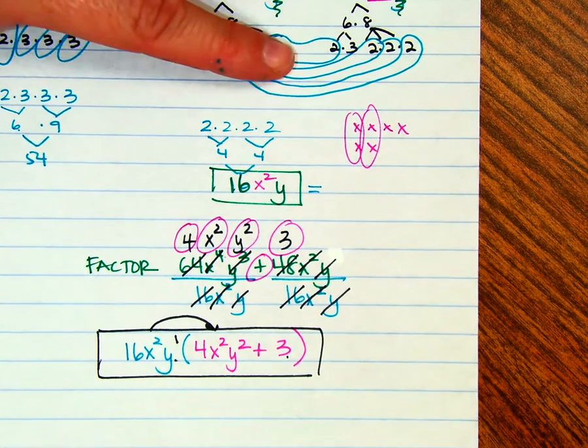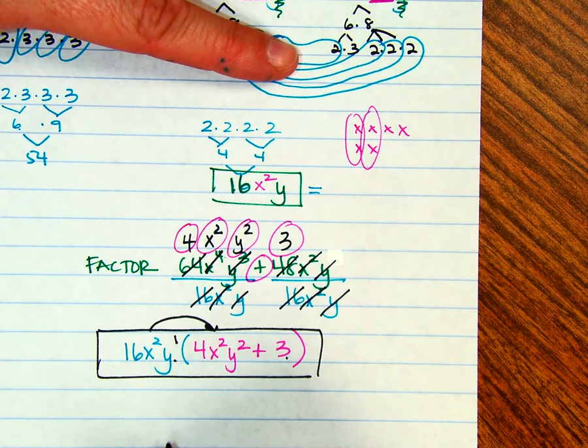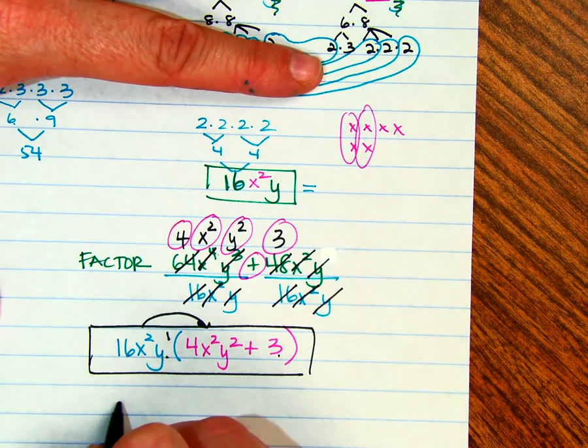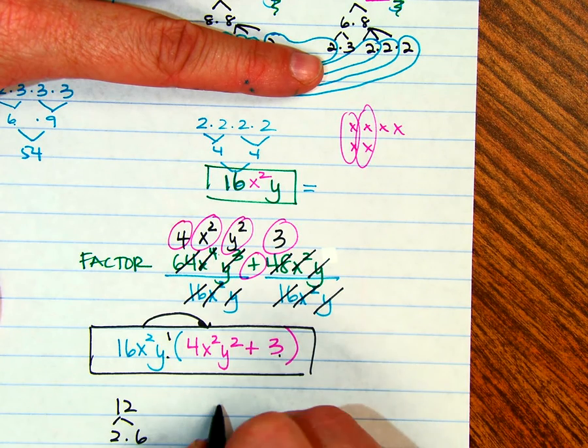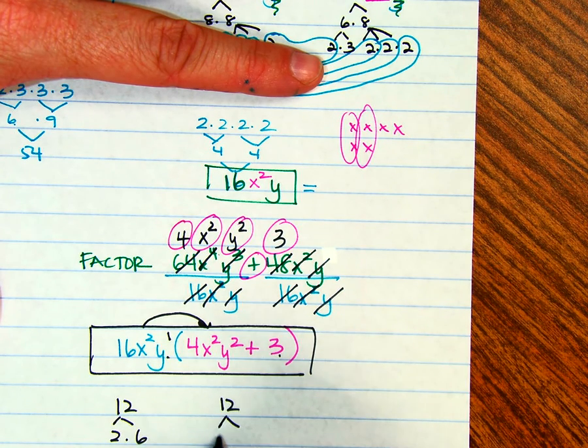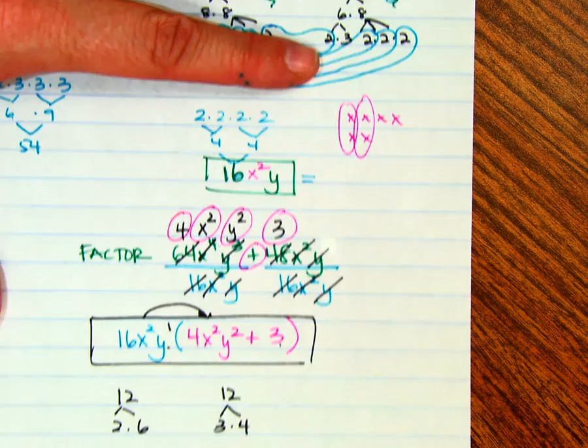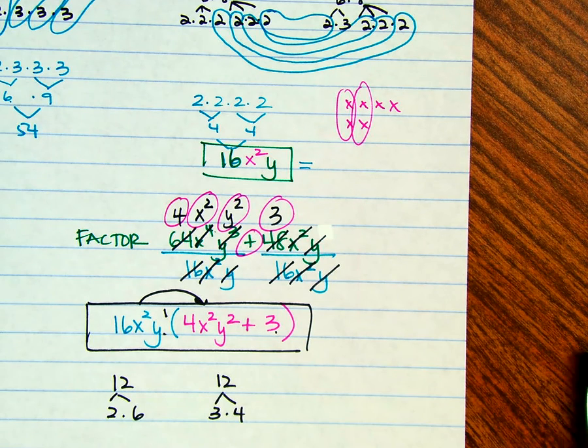By definition of factor, it means I have something times something else. So the factors of 12 might be 2 times 6. Or the factors of 12 might be 3 times 4, for example. So when you see the word factoring, you should be thinking multiplication.